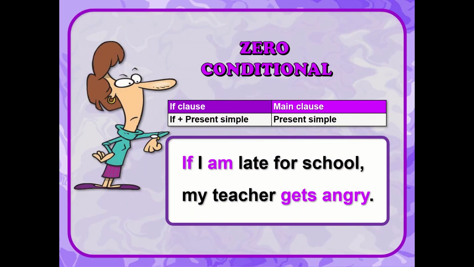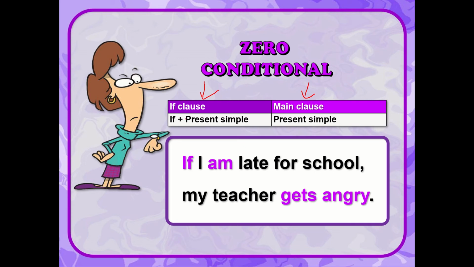So, for zero conditional, we have this formula here. But let's first see the example. If I am late for school, my teacher gets angry. So let's see then the formula. The first thing is you have an if clause and then a main clause. So you have two sentences, let's say. Remember that clause is a sentence.